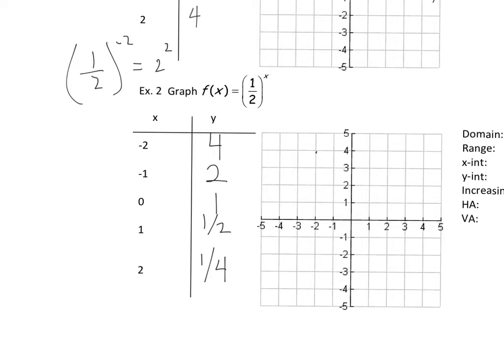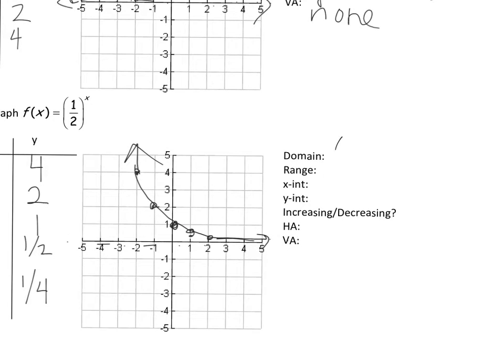We go ahead and graph those. (-2, 4). (-1, 2). (0, 1). (1, 1/2). (2, 1/4). And we see now exponential decay, where the first one is considered exponential growth, and we still have our horizontal asymptote, y equals 0. Domain would be the same, -infinity to infinity. Range would be the same, 0 to infinity. Still no x-intercept. Y-intercept, still (0, 1).